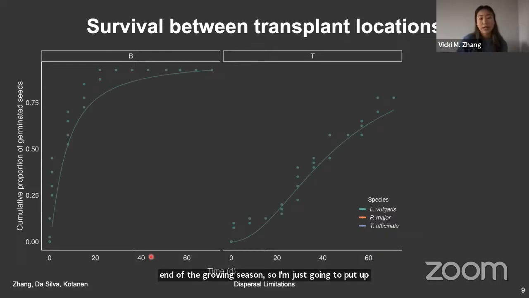This is Linaria, the yellow toadflax, survival curves from the beginning to the end of the growing season. For Linaria, we had about 92% emergence success in the boreal forest, and this is the left side panel here. And then about a 78% emergence success in the tundra. So this is just for one species.